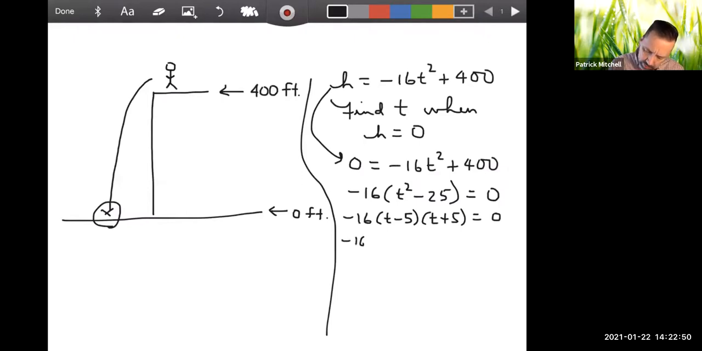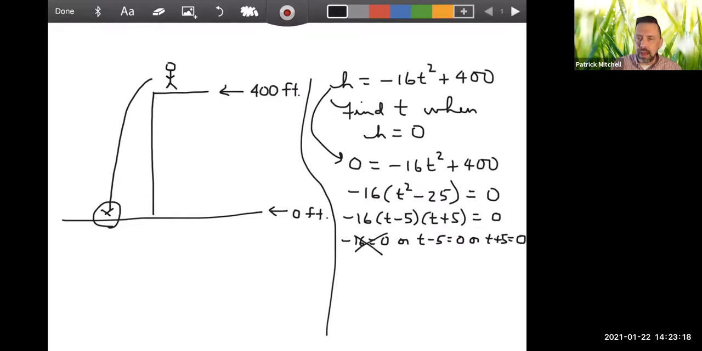And this is something we should talk about at some point right here. A couple of different ways you can think about that. Okay, just barely had enough room for that. Okay, so the negative 16 equals 0. We can just ignore that because negative 16 never equals 0, right? So that's not going to give us any solutions.